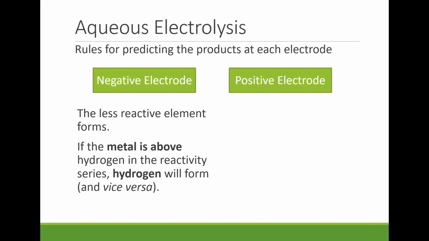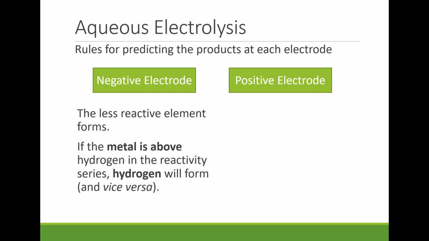So let's now think about something else that's lower in the reactivity series, something like copper. Let's say we're electrolyzing copper sulfate solution. The copper ions and the H+ ions are attracted. We do our test here. If the metal is above hydrogen, well, copper isn't. And so it is not hydrogen that forms, it is the metal that forms. So if we electrolyze copper sulfate, then it is copper metal that forms.